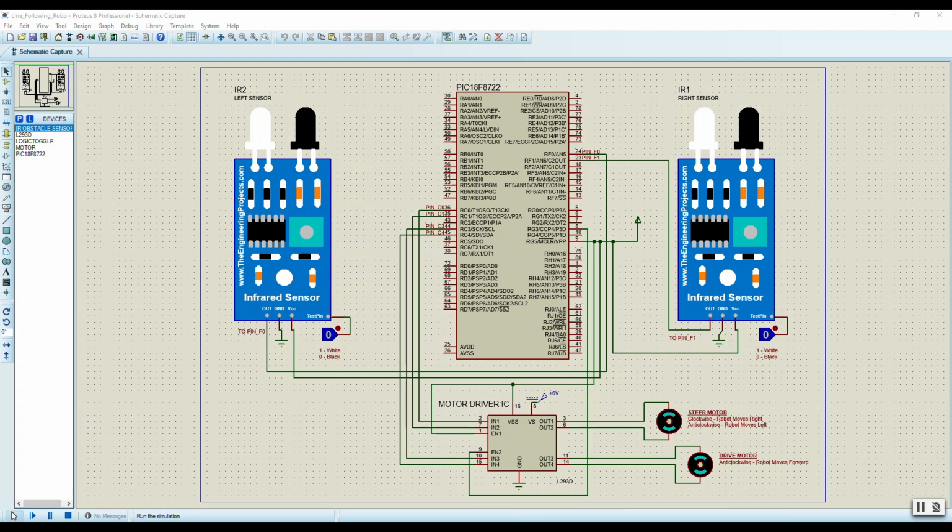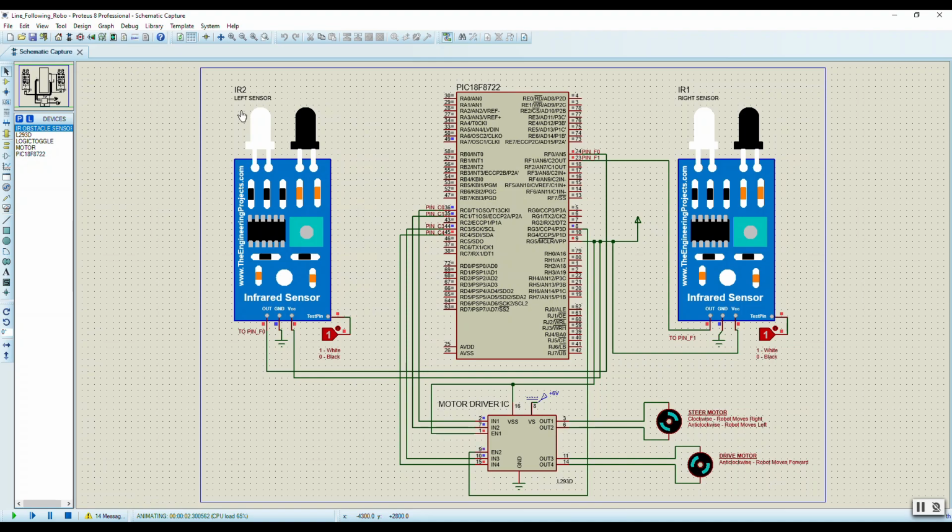So if we simulate this circuit, right now both of the sensors are detecting black. The drive motor is stationary. Now if I make both of them high, you can see that the drive motor is rotating anti-clockwise, which means the robot is moving forward.